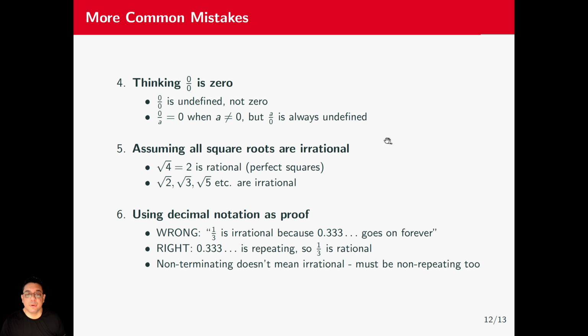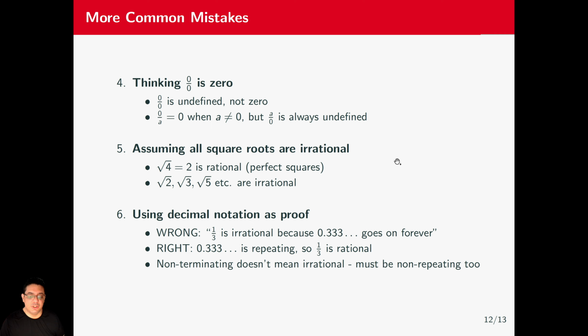Now, not all square roots are irrational. The square root of 2, square root of 3, square root of 5 are irrational, but things like the square root of 4, square root of 16, square root of 64 are perfect squares, and they're going to be rational numbers. So you have to be careful with the roots too. Not all the roots will be irrational.